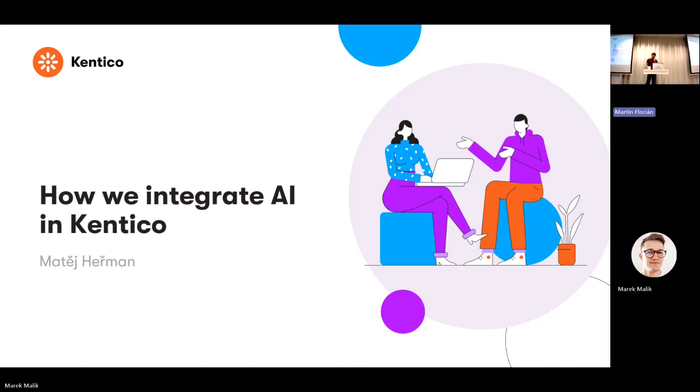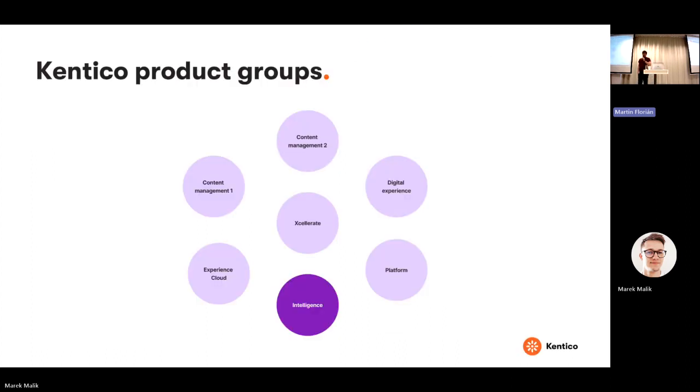Have you ever wondered how it would be awesome to make your product a little bit smarter? But how should it be done? Isn't it too difficult? Where do we start? And can we leverage AI for that? Those were questions that we were asking ourselves in Kentico. So for that, we introduced a new team called Intelligence to answer these questions.